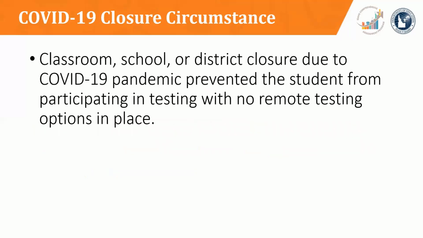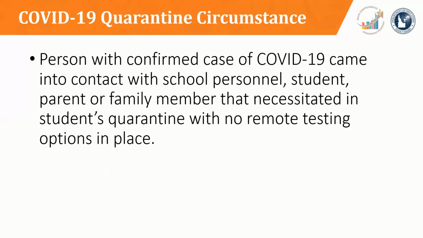If a classroom, school, and/or district closure due to COVID-19 prevented the student from participating in testing with no remote testing options in place, please select COVID-19 closure. COVID-19 quarantine is for when a person with a confirmed case of COVID-19 came into contact with school personnel, student, parent, or family member that necessitated student quarantine with no remote testing options in place.